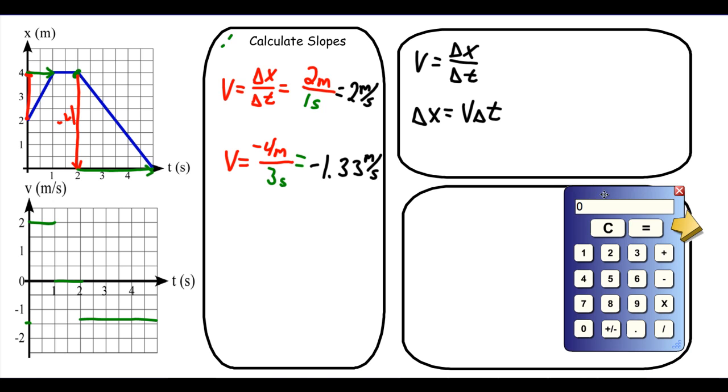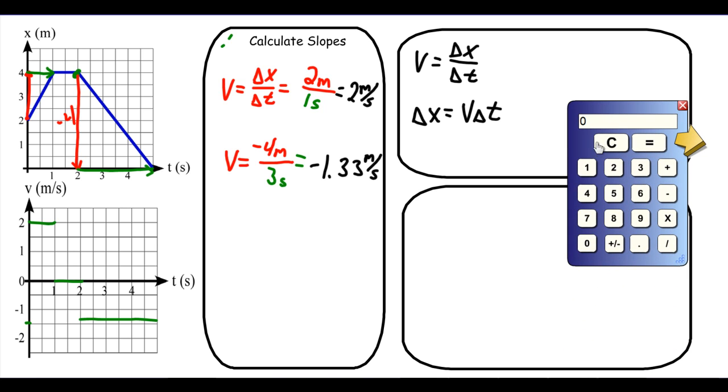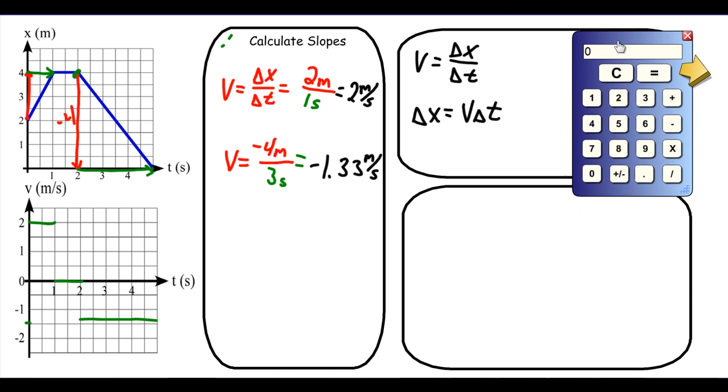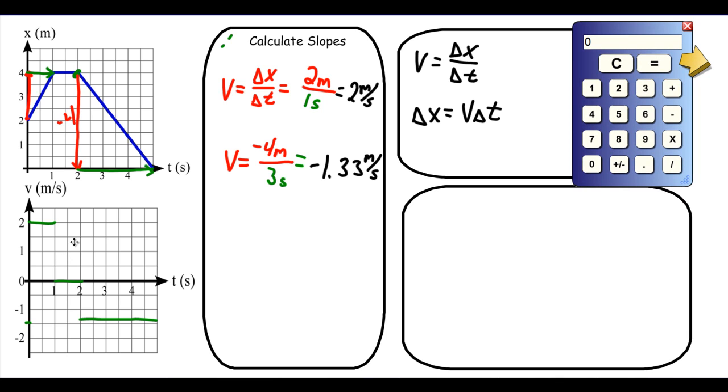So if I look at this, let's move my calculator out of the way. I don't need it right now. So if I look at this first part, let's get a different color here. Well, my velocity is at 2 meters per second. And my time is at 1 second.